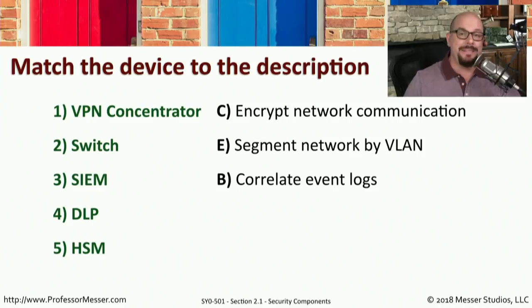So you're able to get details about firewall logs. You're able to see who authenticated into the network. You're able to see IP addresses that were received. All of this is stored in this SIEM device. So if you chose B, correlate event logs, you matched that one up correctly.